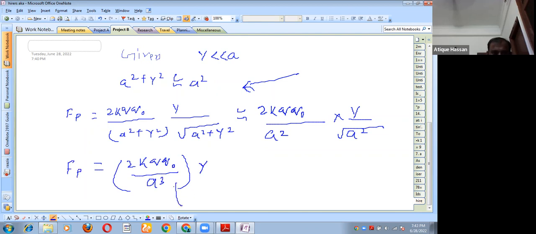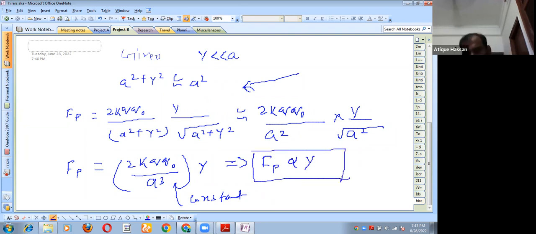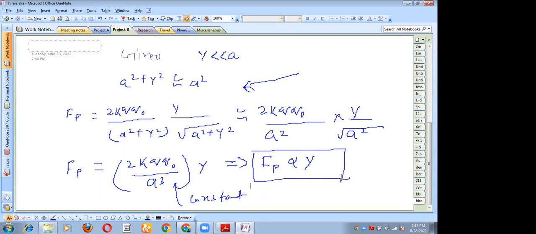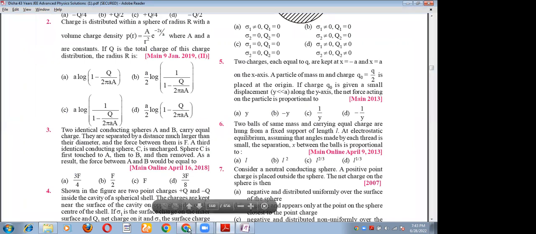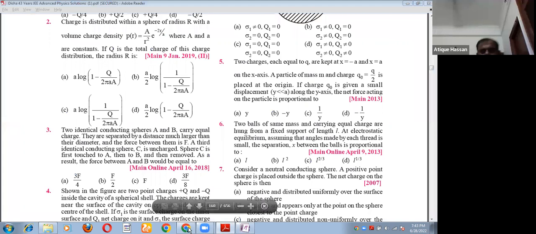So this term is constant, right? This term is constant. Q is constant, Q naught is constant, a is constant. So from here, what we can say? F is proportional to y. Getting my point? Yes, sir. So what will be the answer? C. A bar. Answer should be A. So this is how we proceed. So force will be directly proportional to y.